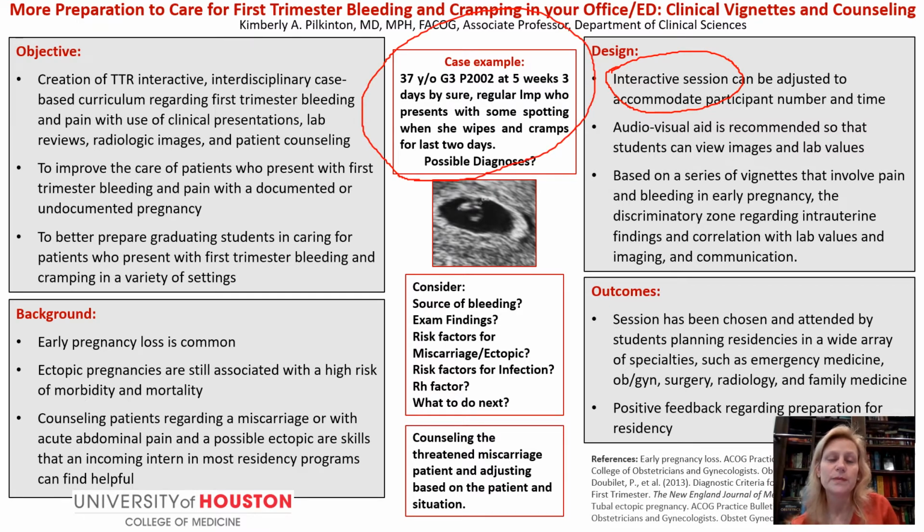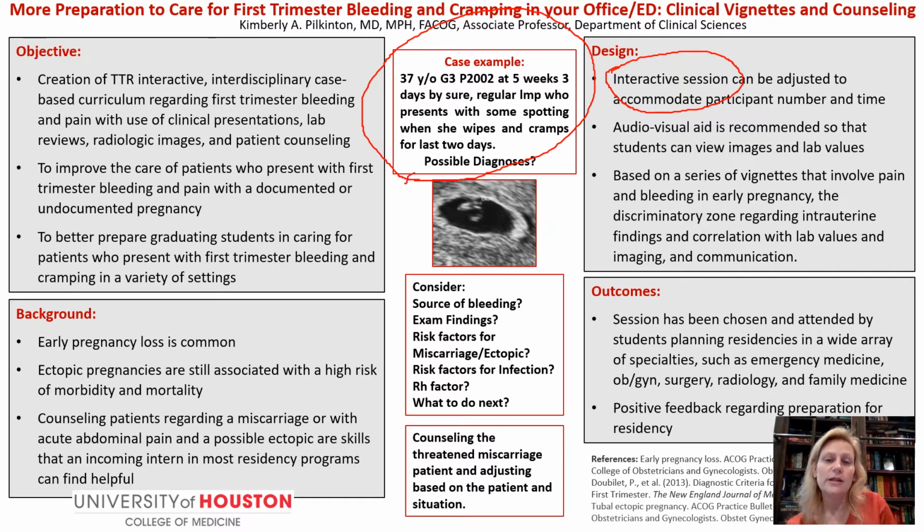You will see again that it is based on cases such as this one in the middle of your screen. Here we have a 37-year-old G3P2002 at 5 weeks and 3 days by sure regular LMP who presents with some spotting when she wipes and some worsening pain over the last couple days. In this situation, you may ask groups of students to come together to think of possible diagnoses. If you were doing this virtually, you could have them post their possible diagnoses in the chat. And this gives an opportunity for students to learn from one another as well as from a facilitator or facilitators.